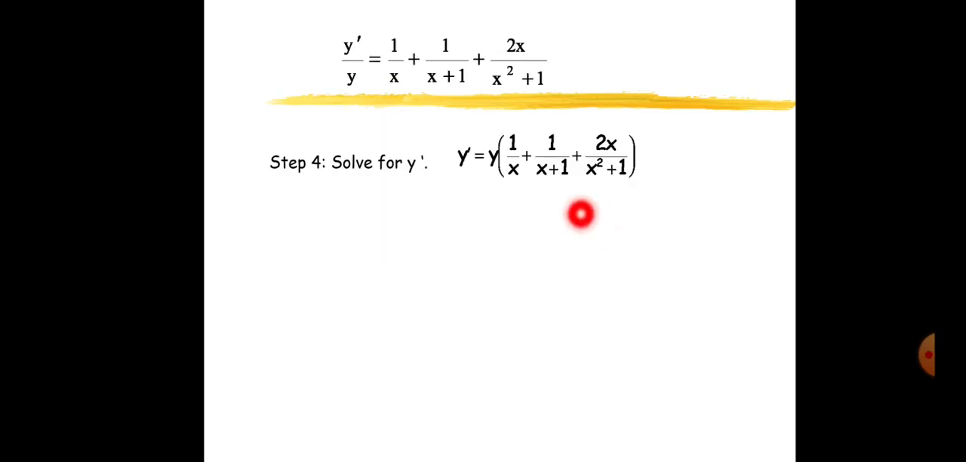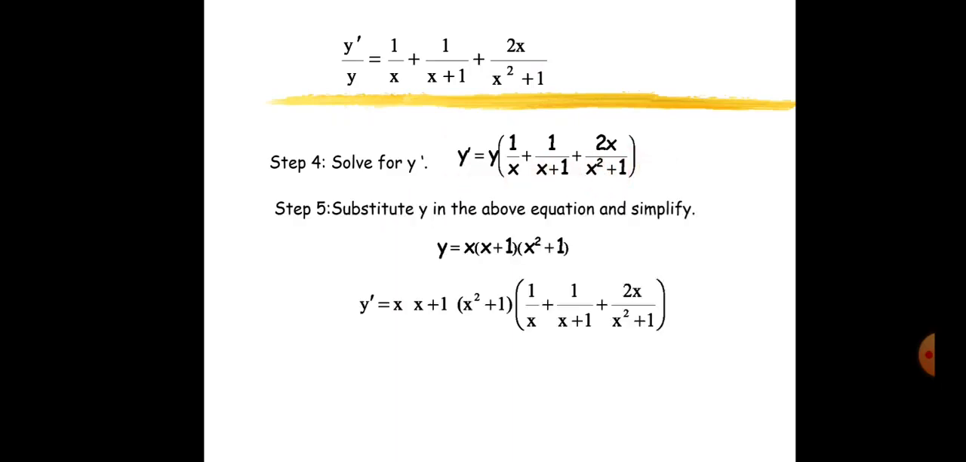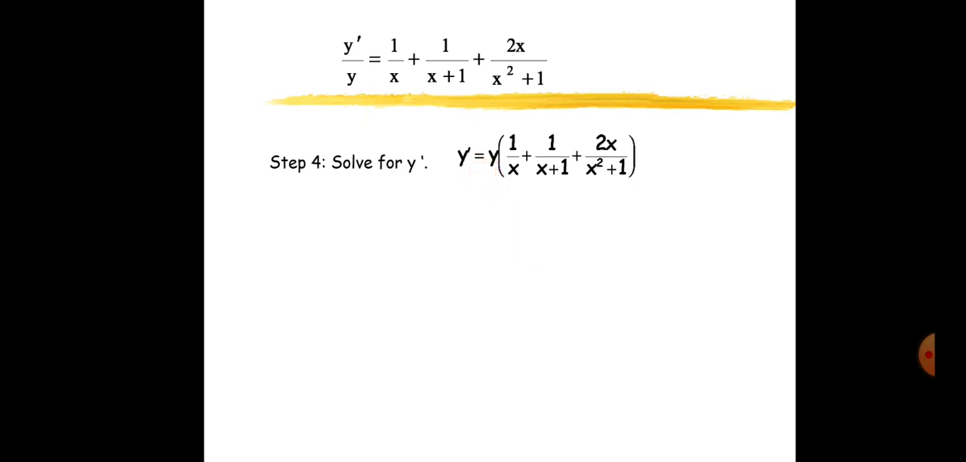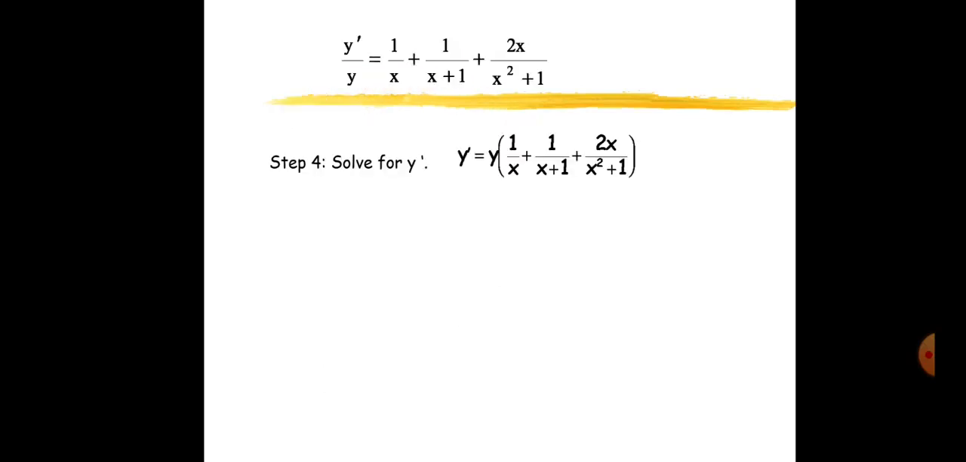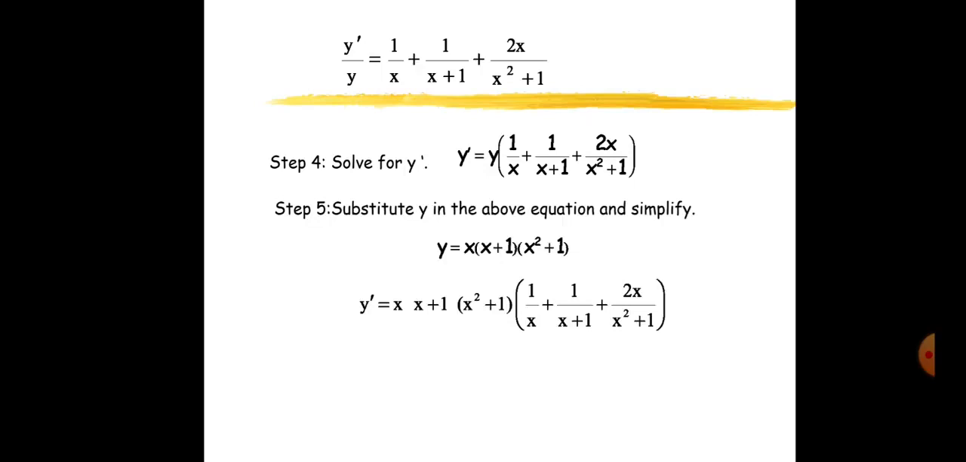And now you can find y prime. You can delete this y by multiplying both sides by y. So we have y prime equals y times this bracket. And you can substitute this y by the function itself, the given function x times x plus 1 times x squared plus 1. This is y. So we have y prime equals this.